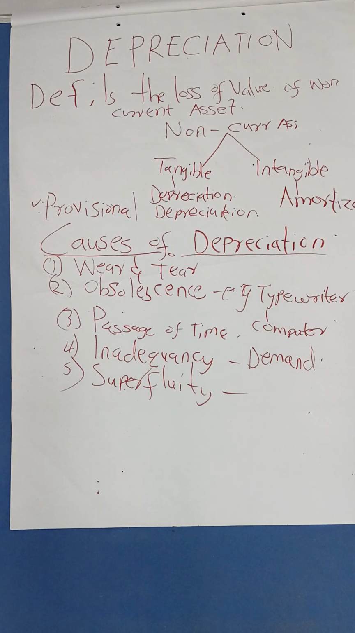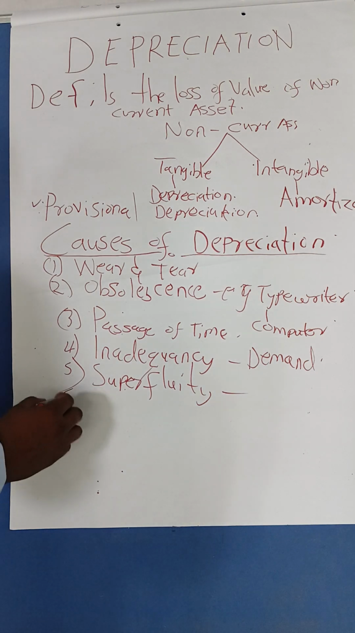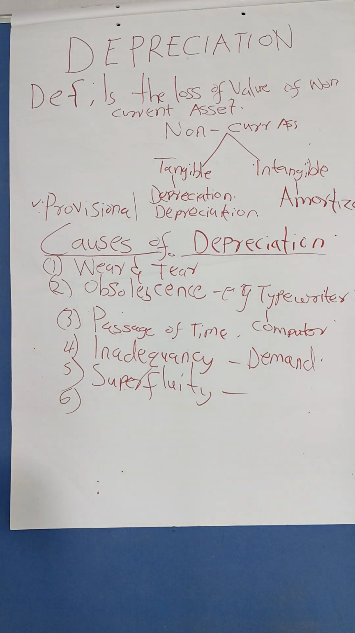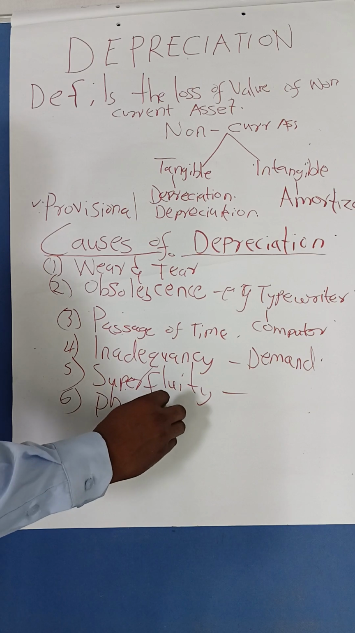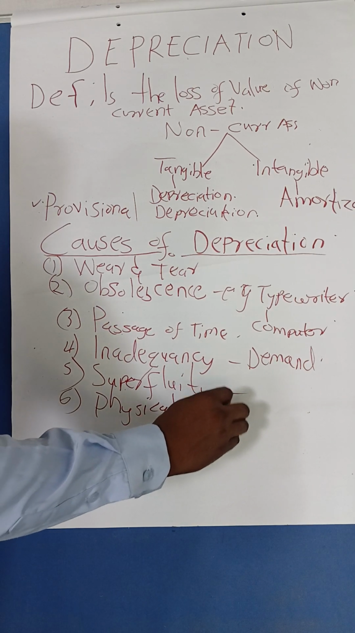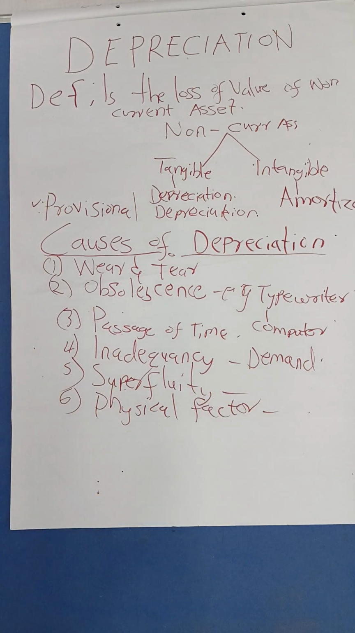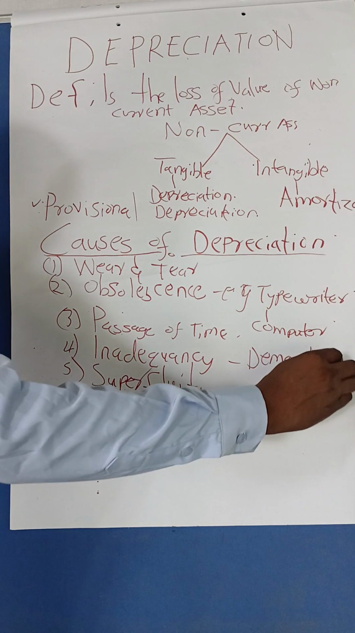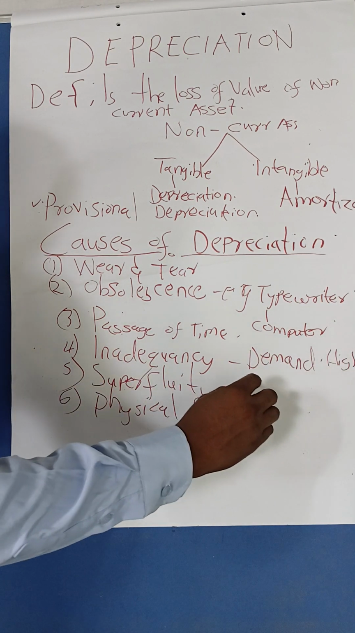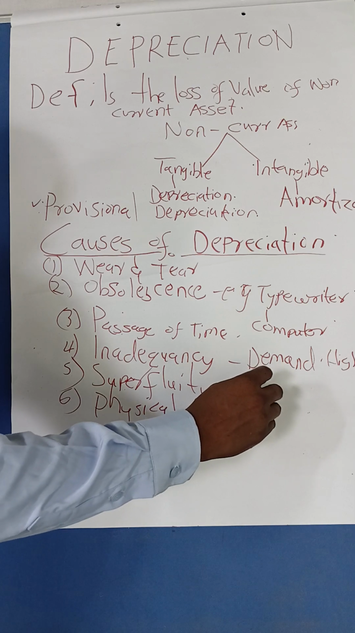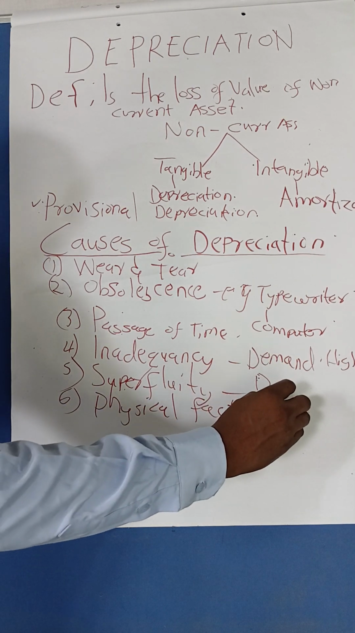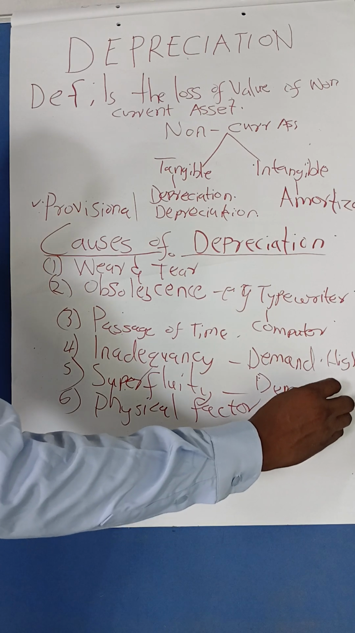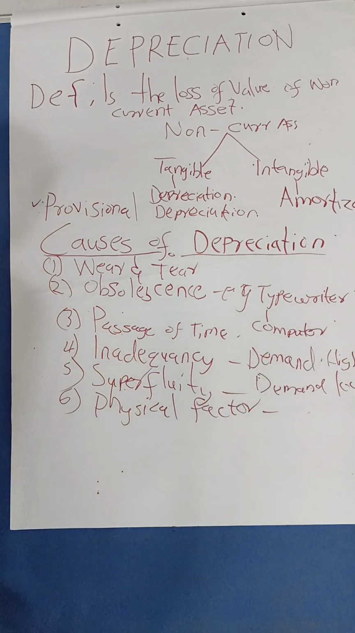Good. Another factor we can mention is the physical factors. Physical factors are factors that you cannot run away from, for example flood or fire. Name them. Yes, this one we have said the demand goes down. Demand low. Let me just say demand low so that you can note something down.